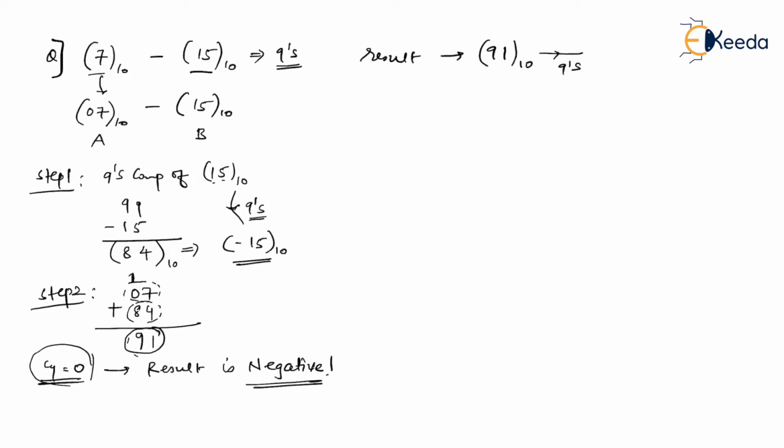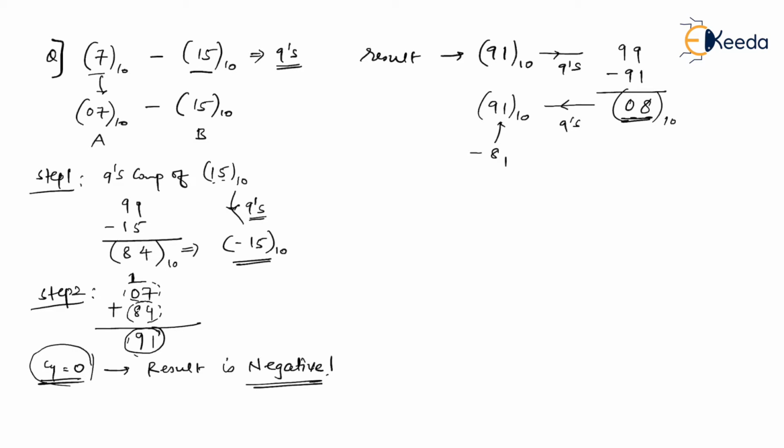So how do we take 9's complement of this? Very simple. 99 minus 91. 9 minus 1, 8, 9 minus 9, 0, meaning that this is positive 0.8. If this is positive 0.8 and if again you take 9's complement, you will get 91 to the base 10. What does that mean?